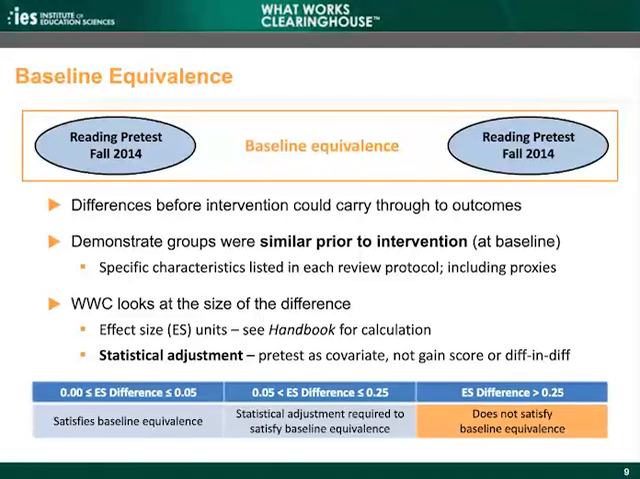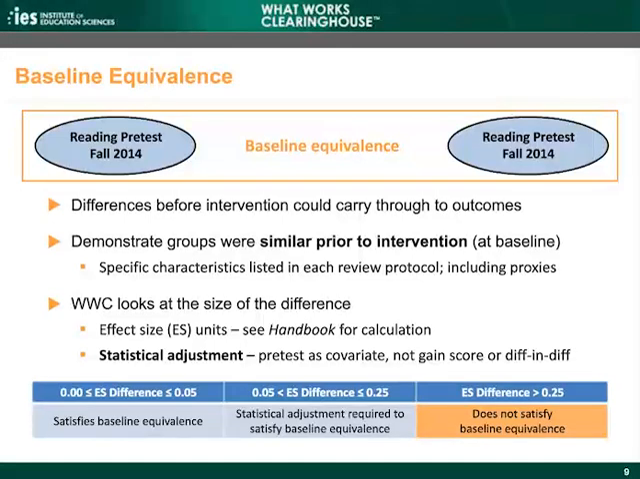The specific characteristics that must be equated and the rules for demonstrating equivalence vary by review topic and are documented in the review protocols. In most cases, the WWC looks at equivalence on a pretest measure of the outcome, so you should collect pretest data whenever possible. However, some topic areas require equating on more than just a pretest.